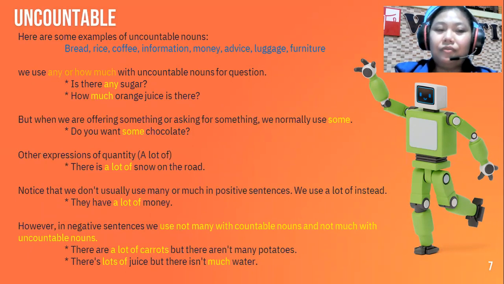Still the same for the negative. Or for the question, we can use any or how much. Because we cannot count it, so we cannot put numbers, like "is there a sugar" or "are there two sugars?" Impossible. We don't use numbers for uncountable nouns. So for the question, we can use any or how much, right?